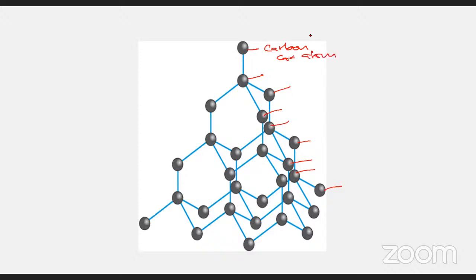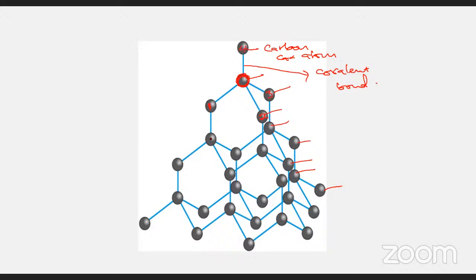All these are carbon atoms. Then the blue ones, these blue ones are what we call a covalent bond. So for example, if I pick this one, it is joined by 4 other carbon atoms. It has this one as number 1, this one as number 2, this one as number 3, this one as number 4.